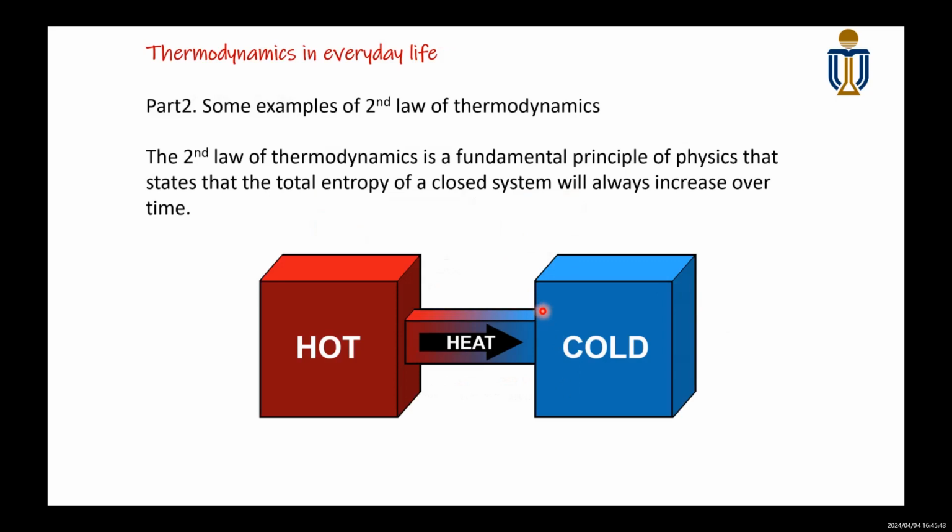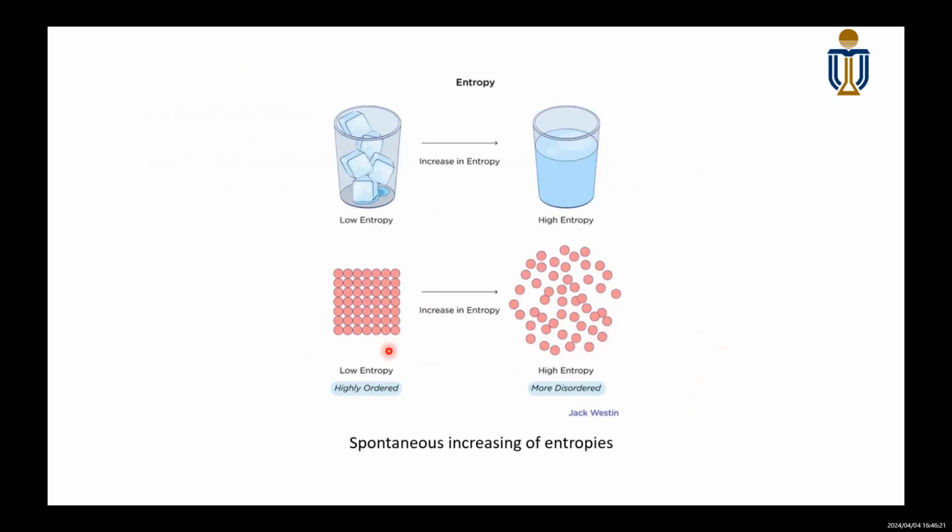Then let me introduce some examples of the second law of thermodynamics in our everyday life. Firstly, let's review the concept of the second law of thermodynamics. The second law of thermodynamics is a fundamental principle of physics that states that the total entropy of an enclosed system will always increase over time, as you can see in the figure. Heat always flows from a hot object to a cooler object until they reach thermal equilibrium. When the temperature of these two objects reaches the same level, we can say they reach thermal equilibrium.